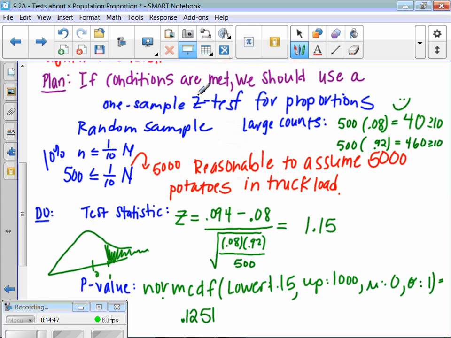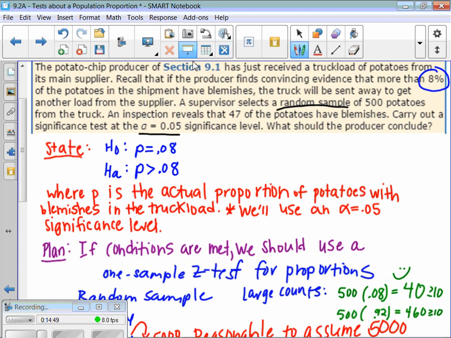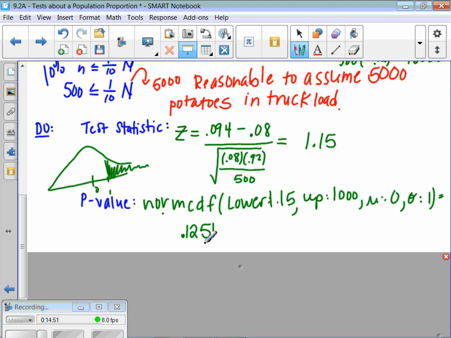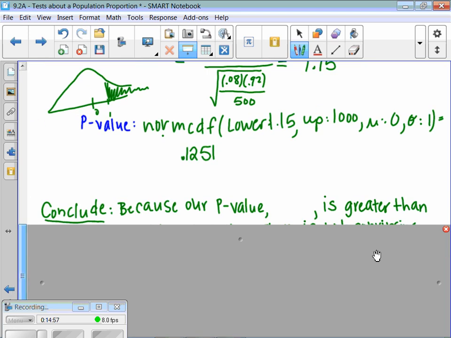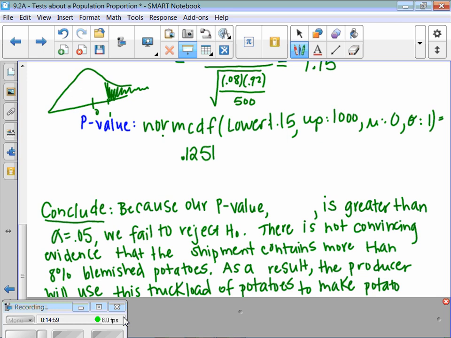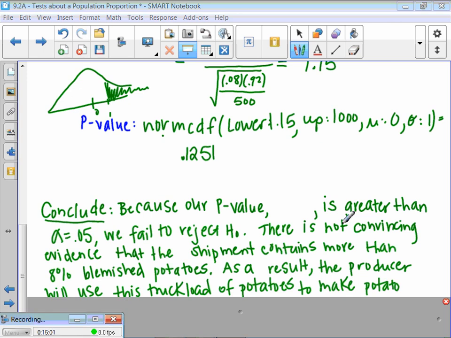So our significance level is 5%. So is this number less than 5%? No. So when we write our conclusion, it always kind of looks the same, and you may want to write this down. Because our p-value, which is 0.1251, is greater than alpha of 5%, we fail to reject the null.